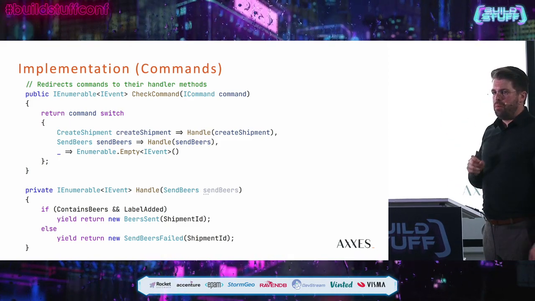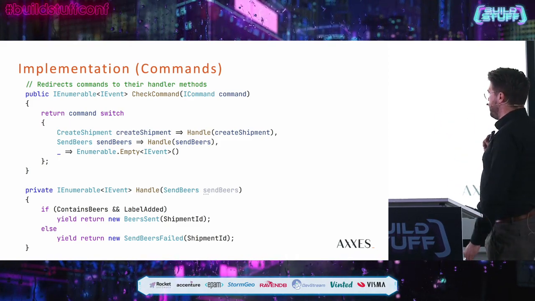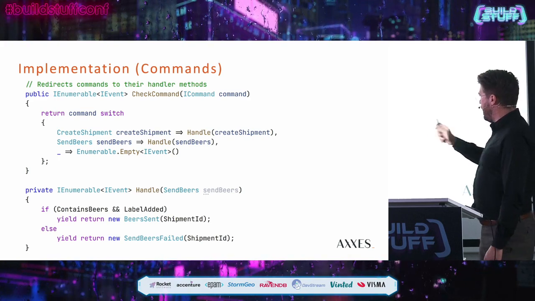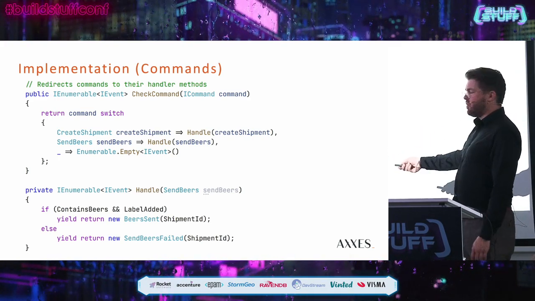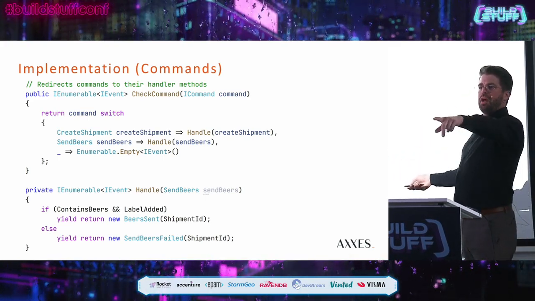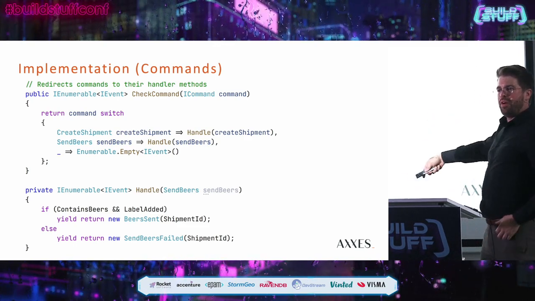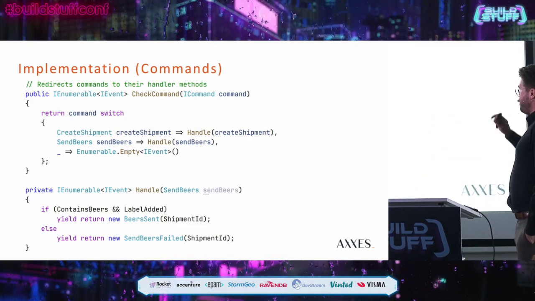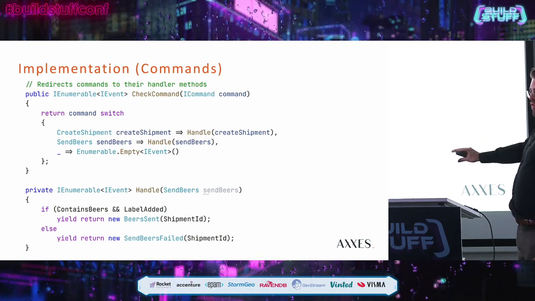But all you're going to do in your command handlers is check the current situation. Are there already beers in my box, and does it have a shipping label? Yes. Then I can send it. Otherwise, the send failed. And then we come back to what I told you earlier, right? This is where that happens. So that does just that.